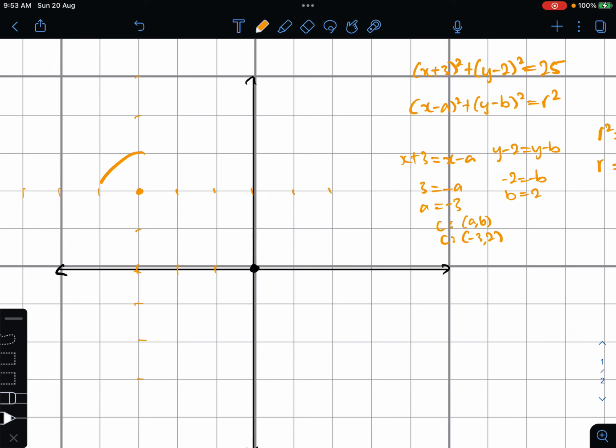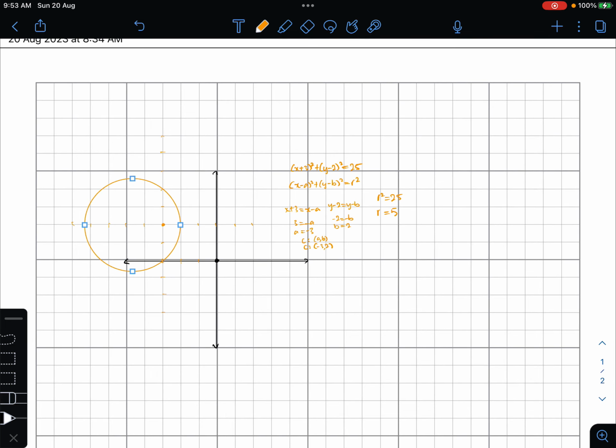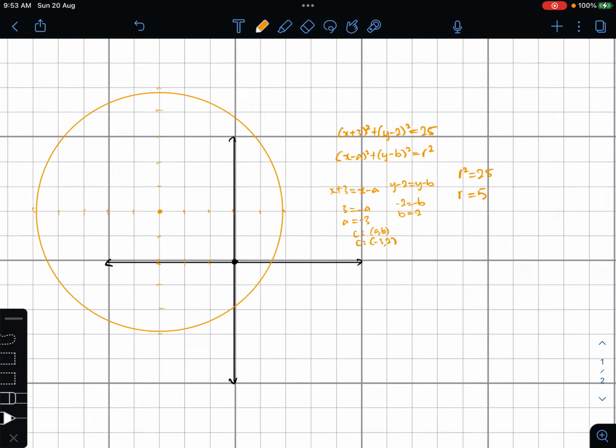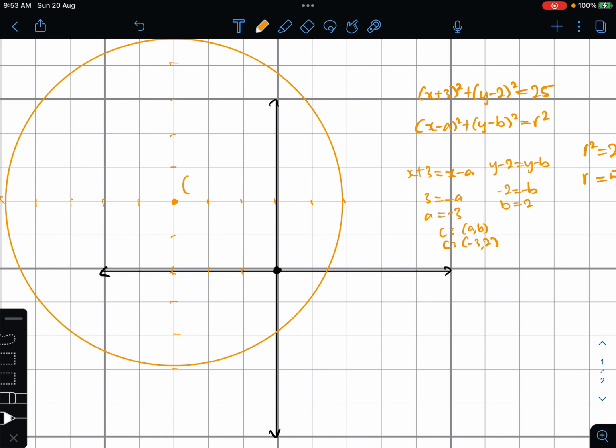And then, luckily I'm on an iPad, so I don't have to challenge my drawing skills too much. Sorry for those of you who do actually have to draw to the size, but here we have a circle where our center is at point (negative 3, 2), and our radius, this distance here, remember, to any edge in a straight line, can be represented as 5 units. Perfect. All done.